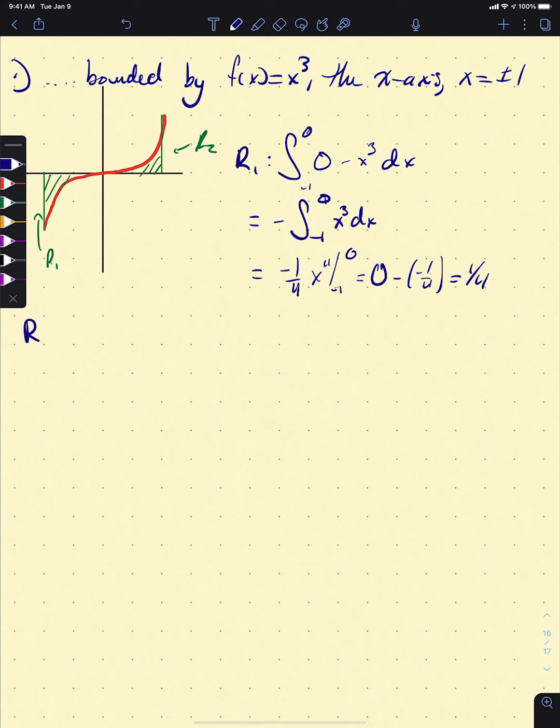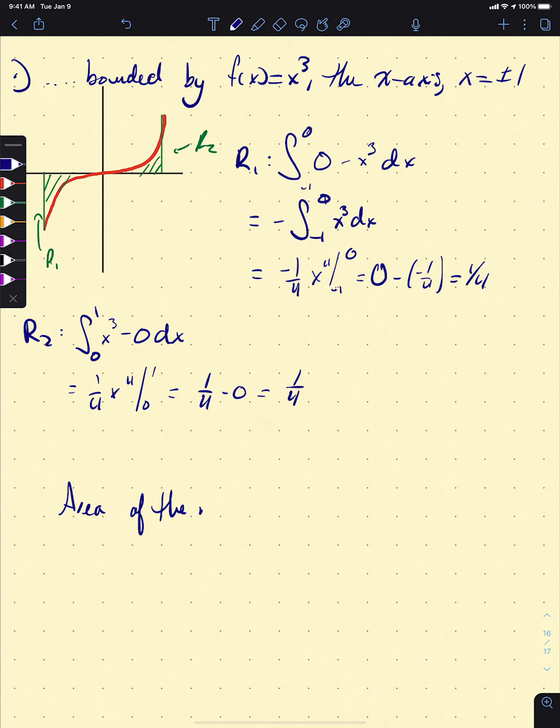Okay. My region 2 is going to follow fairly similarly. We're going to have the integral from 0 to 1 of x cubed minus 0 dx, right, which is going to equal 1/4 x to the 4th between 0 and 1, which is 1/4 minus 0 equal to 1/4, right? And so then my area of the region is then 1/4 plus 1/4, or 1/2, okay?